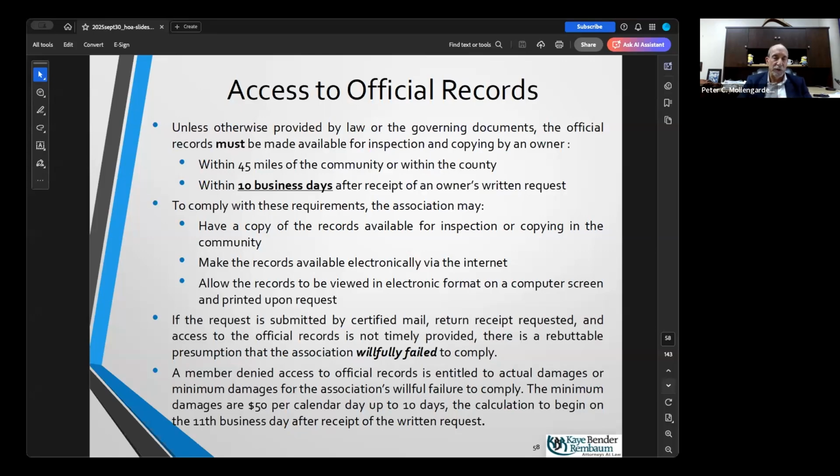So what happens if you fail to comply with the right of an owner to have access to the records? A member who's denied access is entitled to actual damages, if there are any, or at least minimum damages for your willful failure to comply. The minimum damages are $50 a day. Again, that's calendar day, up to 10 days, so $500. And that calculation begins on the 11th business day after receipt of the written request for the records or access to the records.